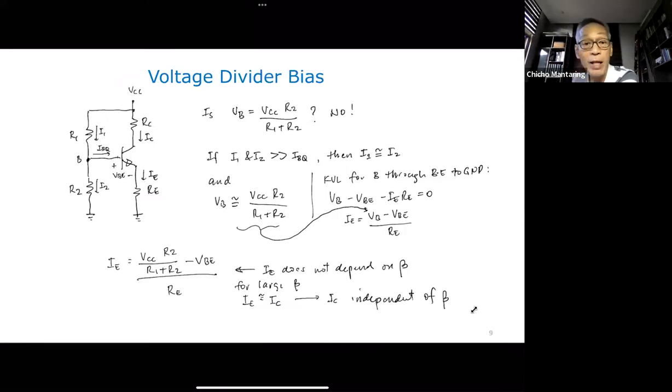Now, what can be more stable than that? I sub C and I sub E are both independent of beta. In other words, kahit magbago-bago yung beta nitong transistor na to, and beta can change because of device replacement or because of temperature, your I sub C will stay the same. Okay, so it's just now a matter of selecting a proper value for R1 and R2 so that I1 and I2 will be very much greater than IBQ.